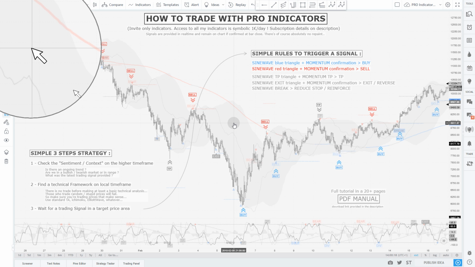And then step 3 is triggering a trading signal, and this is where the indicators step in. And the signals of the indicators themselves are really easy to plot.